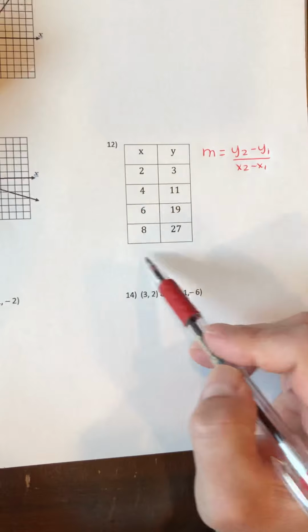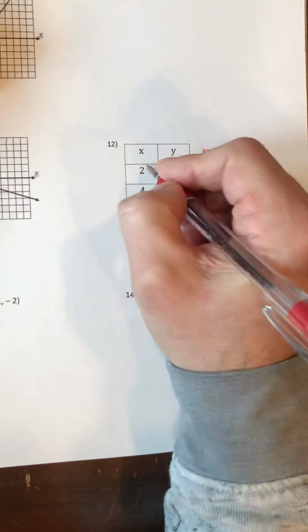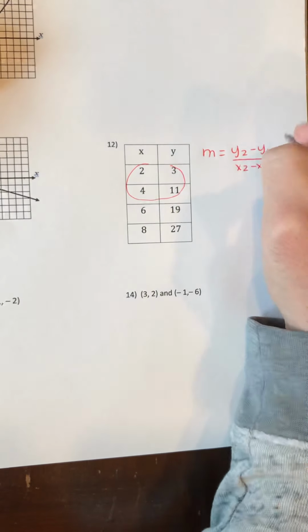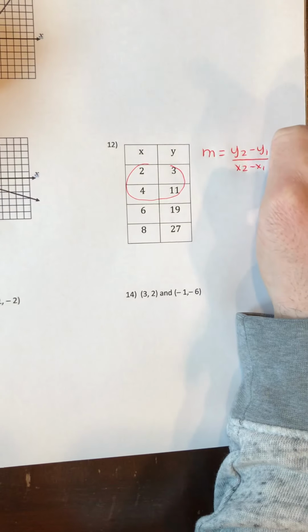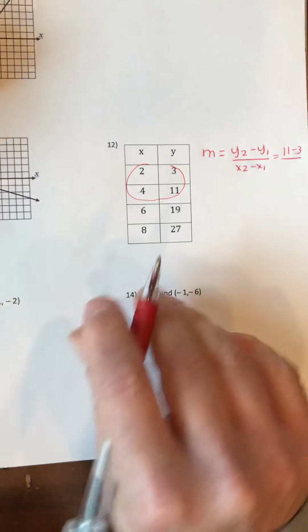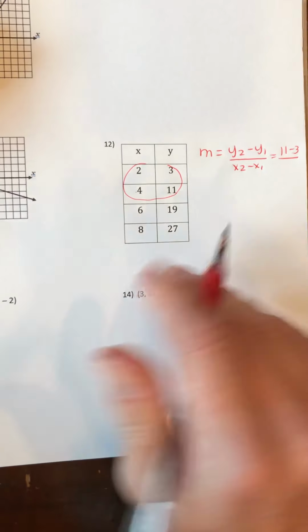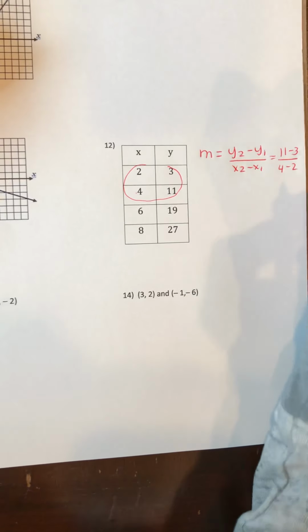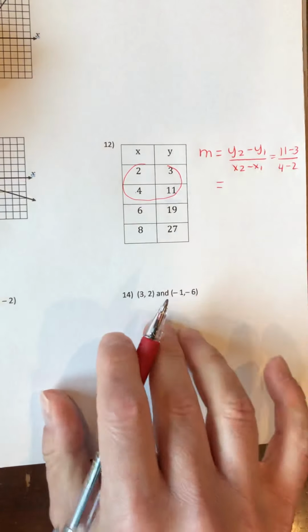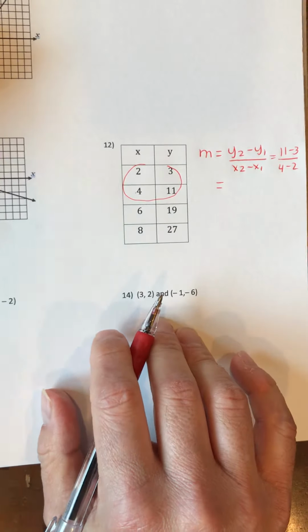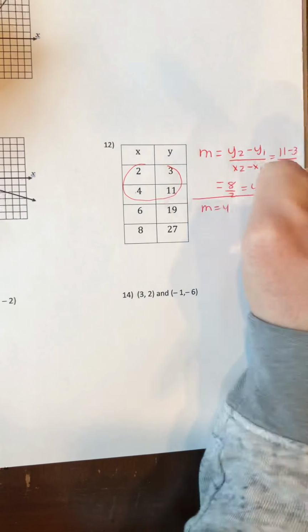So you could pick any 2 of these points. All right, I'm going to pick these 2. So I'm going to go 11 minus 3 over 4 minus 2. Okay? And that's going to give me 8 over 2, which is 4. So m equals 4.